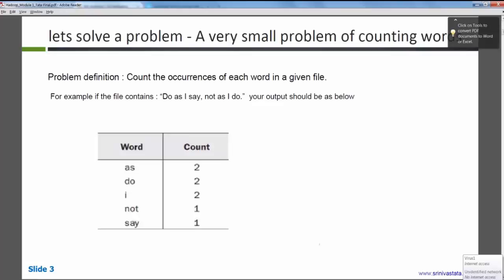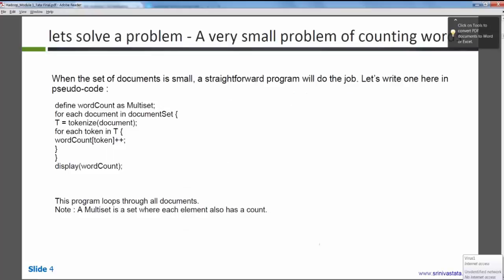Excellent. If you use a kind of R thing, what if you use Java? When the set of documents is small, a straightforward program will do the job. Let's write one here in pseudocode. There is a small pseudocode here. Can you see the mouse pointer? Yeah, this is a small pseudocode.